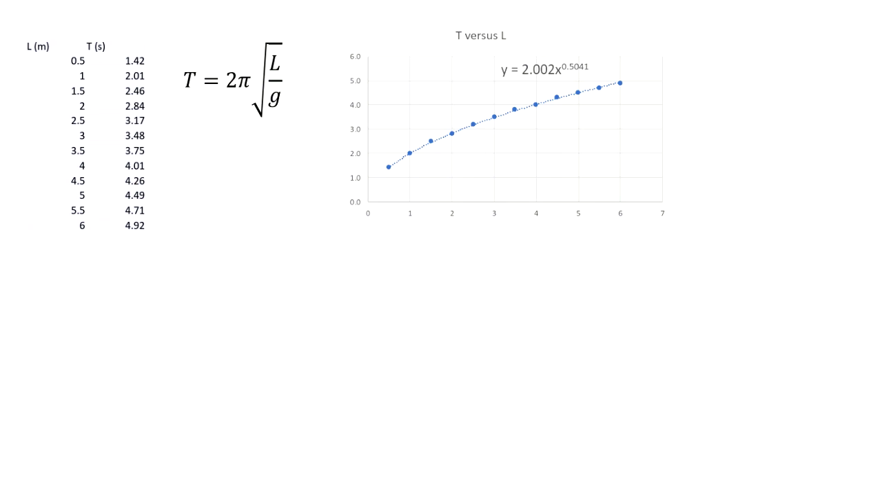You see that Excel is going to give you this equation. It's always given in X and Y, but we need to make sure that we write it in our variables. If I write this in our variables, the Y is our T. So T is equal to 2.002, and X is the L we use, so L, raised to the power 0.5041.